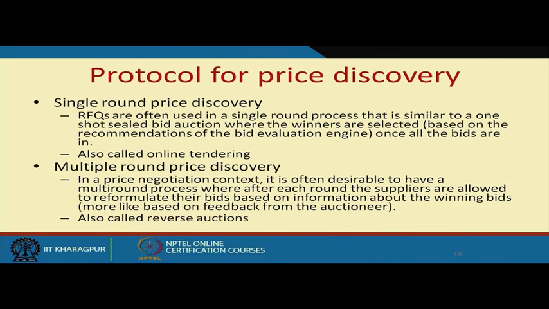So, now let us talk about various types of protocols for price discovery. This is the next stage. So far what have we done? We have talked about the spend analysis, then we saw that after the spend analysis we pre-qualify the suppliers whom we should be buying from. Then from that group of suppliers, now we are trying to discover the price by making them compete with each other.